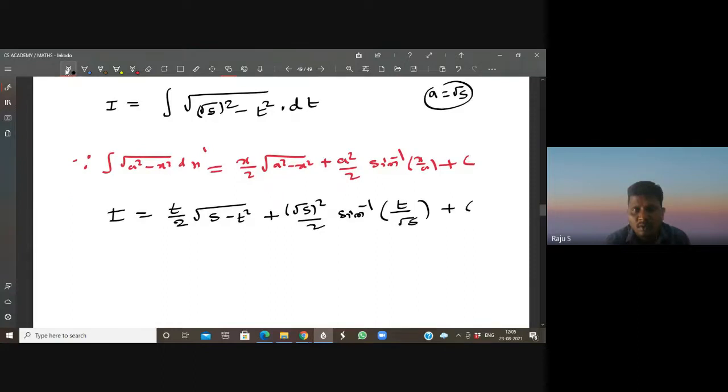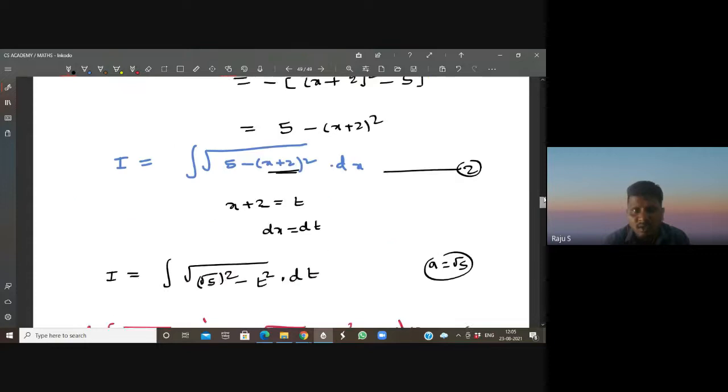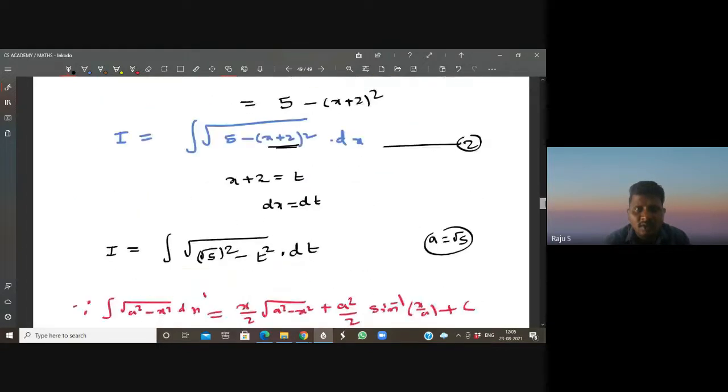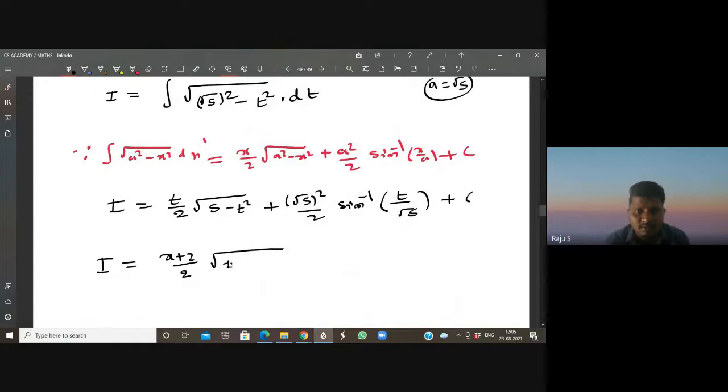Now we have to replace the t value at last. The t value is x plus 2, root over this 5 minus x plus 2 whole square. In the sense, remember students, the given integrand is 1 minus 4x minus x square. You can write directly 1 minus 4x minus x square, right? And plus 5 by 2, the square root gets cancelled, 5 by 2 sine inverse of x plus 2 by root 5. This is the required answer.